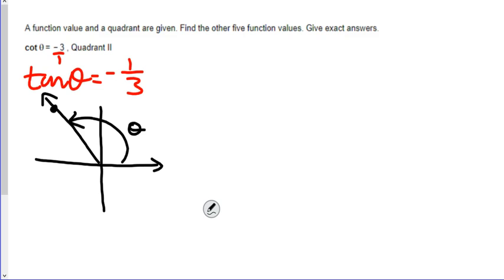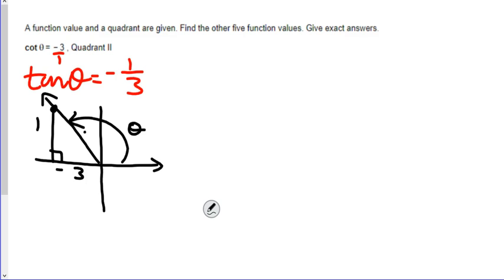I can draw a triangle. And I can label the sides of the triangle. So tangent's y/x. And then now I know which one's negative, right? Which one's negative, the 1 or the 3? It's got to be the 3. And that'll help me when I find my other 5 trig functions.